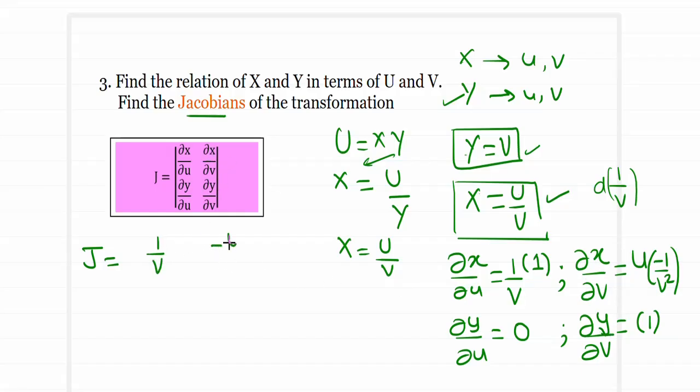It is minus u divided by v square. The next quantity is dou y by dou u, which we can fix as 0, and dou y by dou v, which we can fix as 1. So find the 2 cross 2 determinant of it.